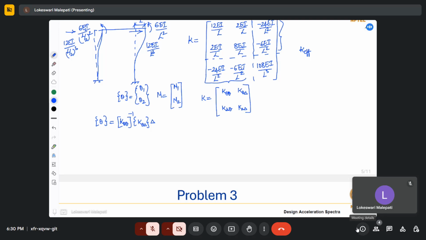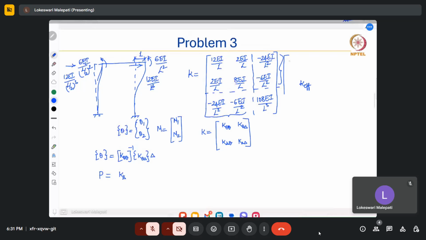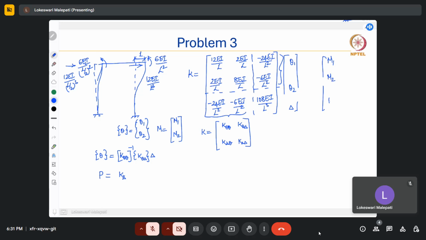Okay, now we need to substitute and find out. So again for P we can write down, P is the force. If you remember, this is K multiplied by theta 1, theta 2 and delta, which gives M1, M2 and P. So now for obtaining the lateral force P, we have to multiply this third row with this column.